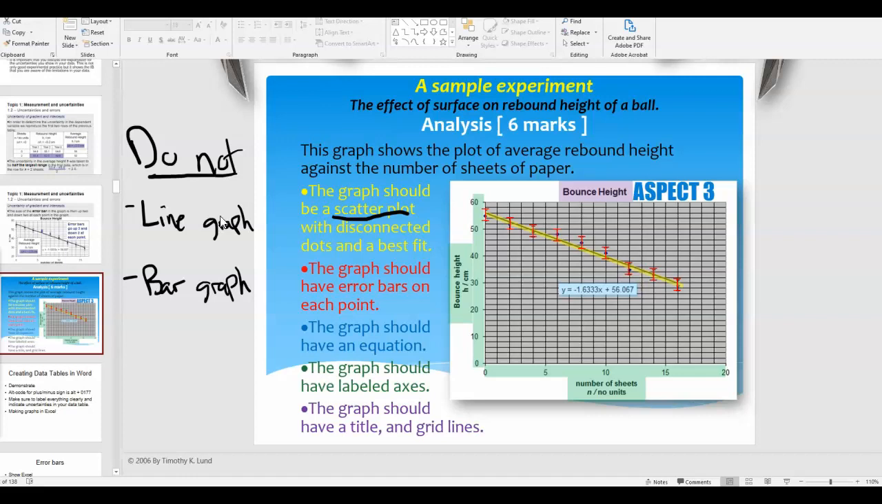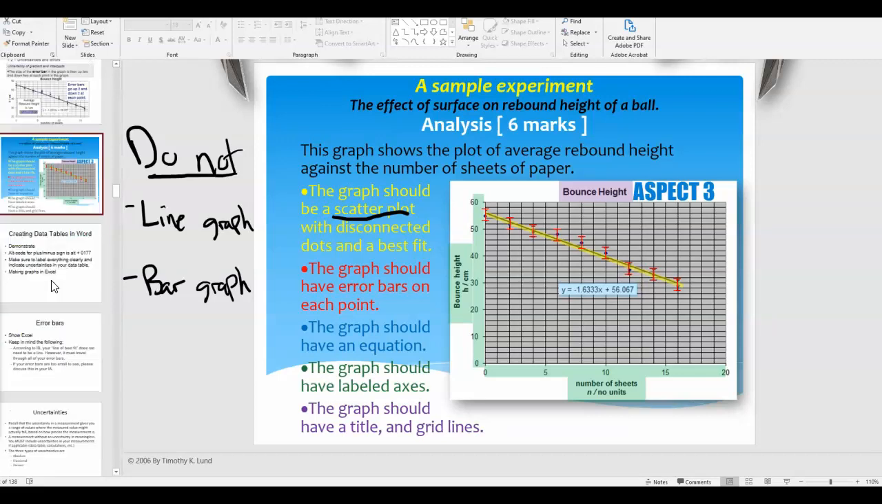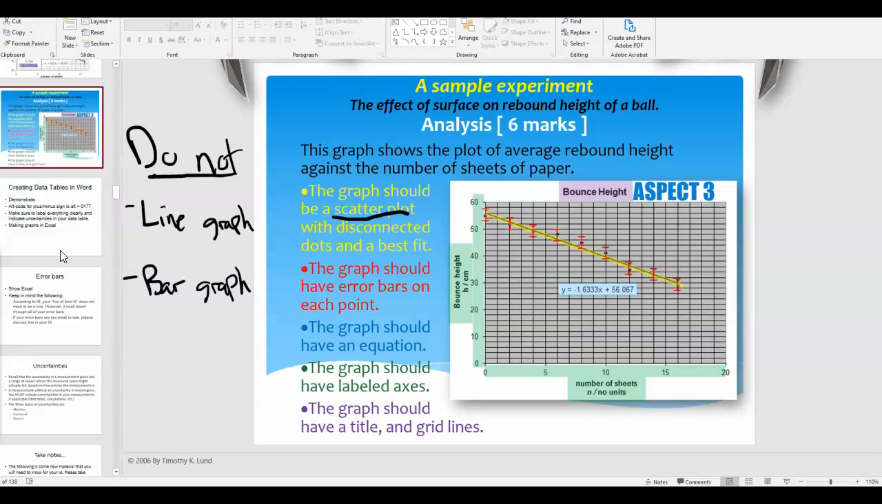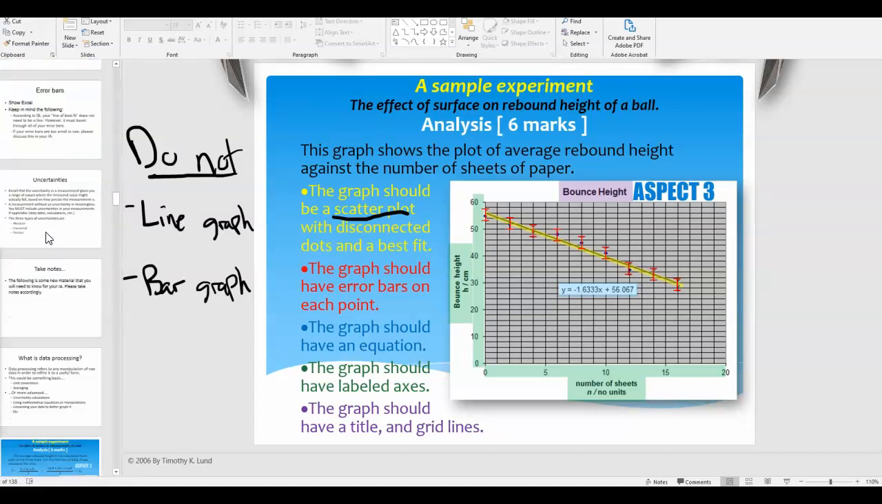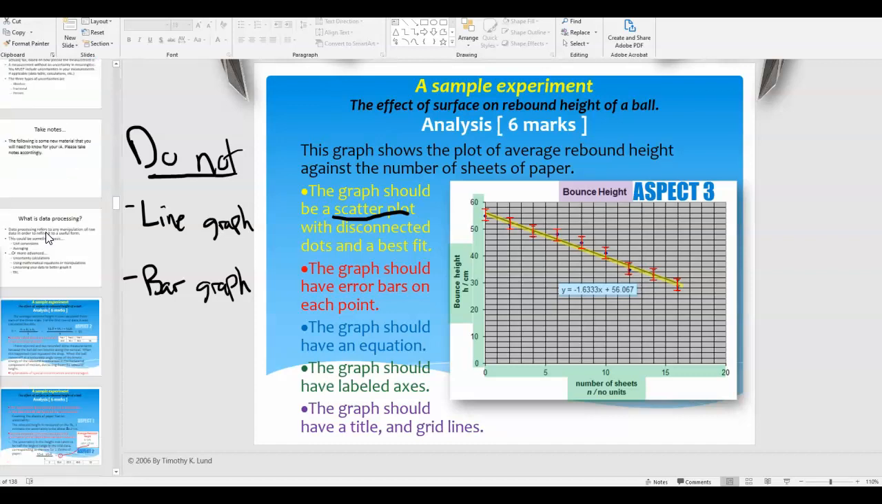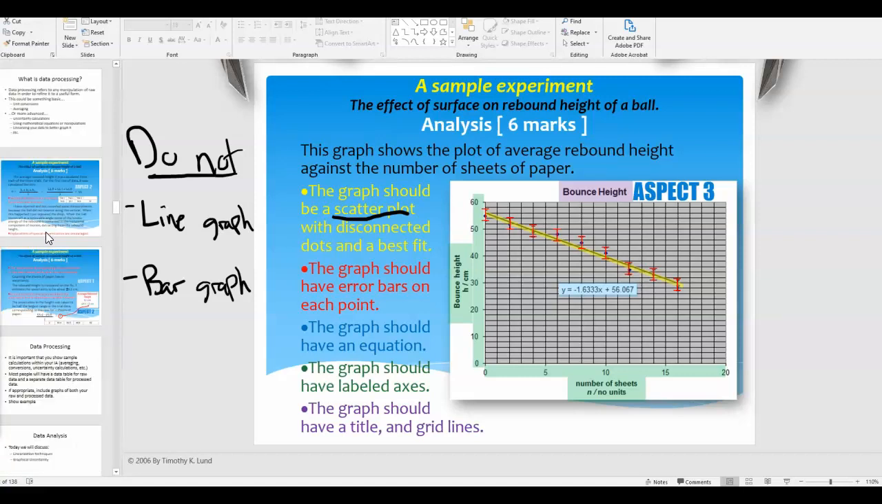In the next video, I'm going to talk about how you actually make graphs in Google Sheets or Excel, how to include error bars, and then I'm also going to talk about data processing and linearization, which is probably the most complex thing that you need to be able to do for your IA.